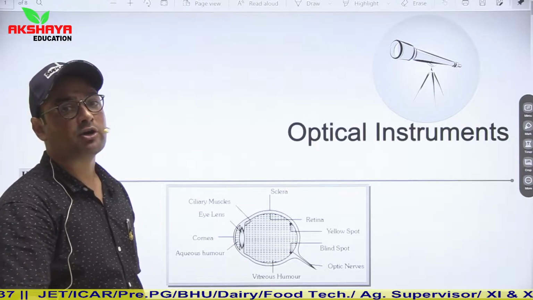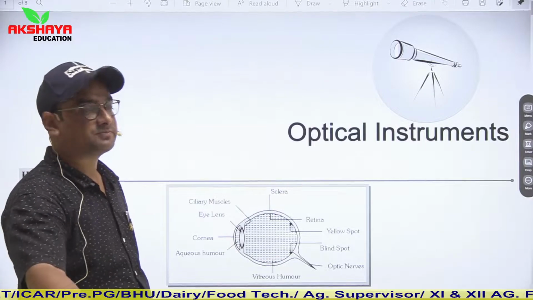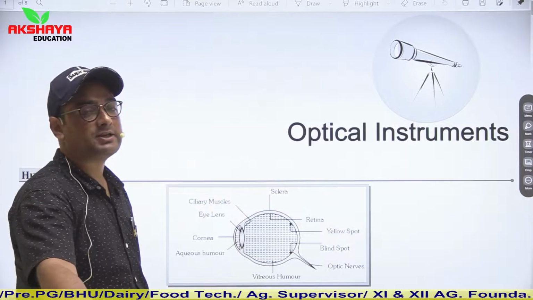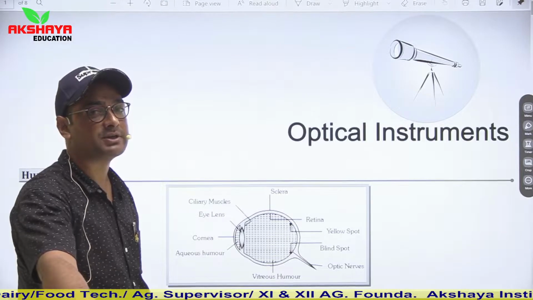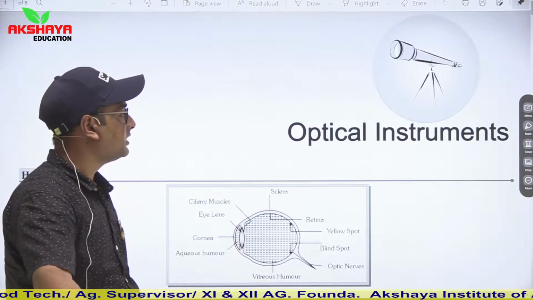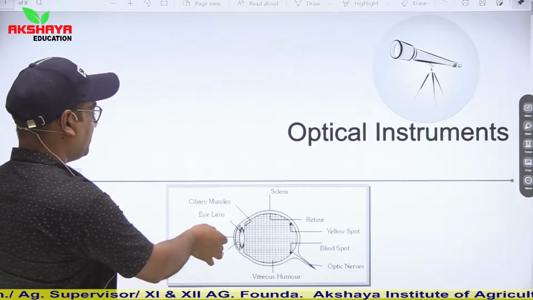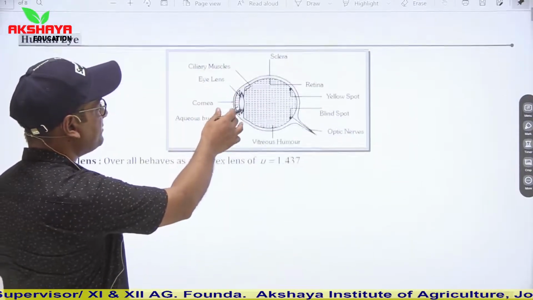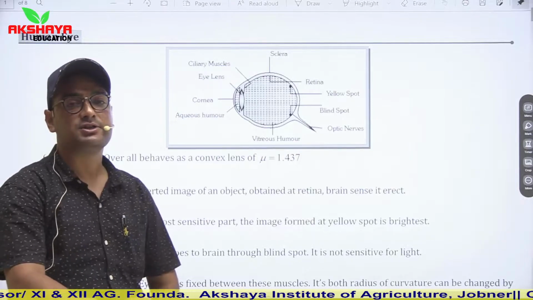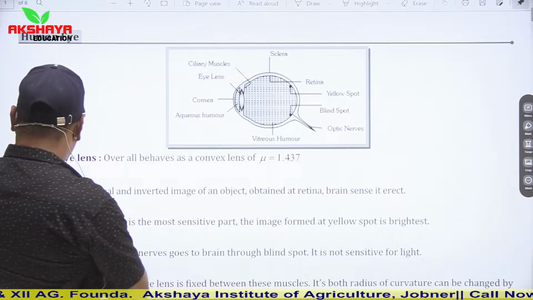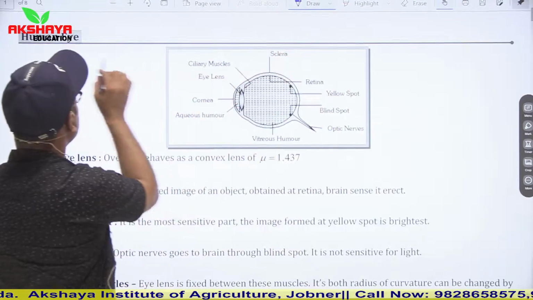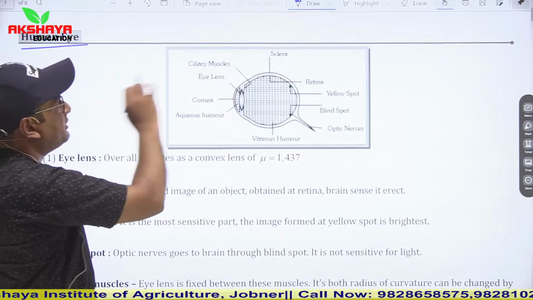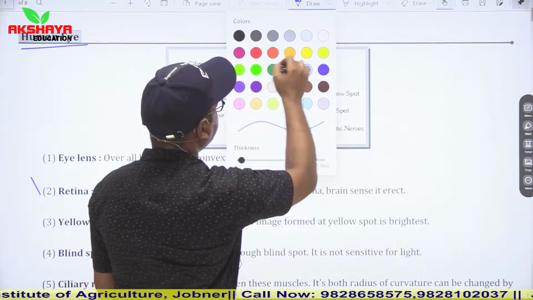Students, today we are going to talk about optical instruments. What are optical instruments and how are different optical instruments used for image formation of particular objects? The first optical instrument that is going to be discussed is the human eye. The human eye is also an optical instrument which is used to make images of different objects.